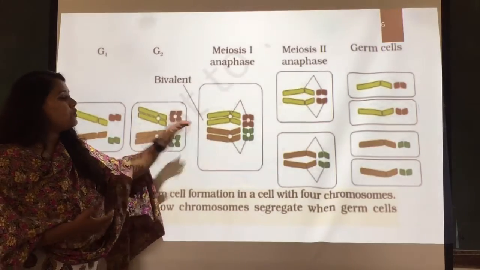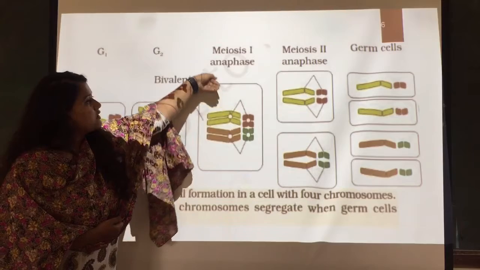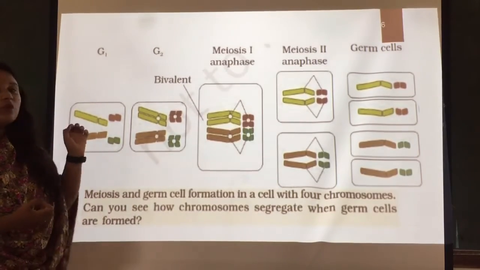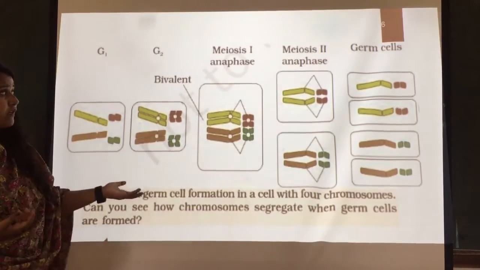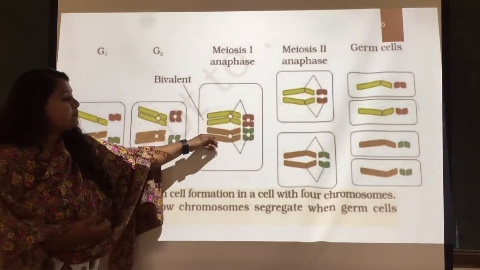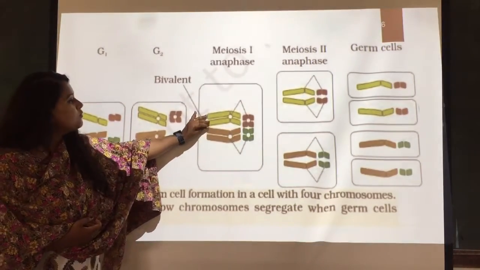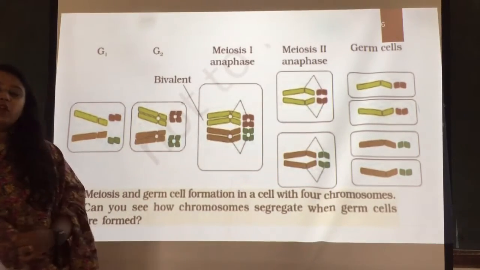Again, in this portion, what happens? As a bivalent, this portion goes to this pole, and this portion goes to this pole. So both of the chromosomes are separated at two different poles. Next, when this pair of chromosomes moves to the two different poles, the cell divides. After the anaphase, which phase comes?